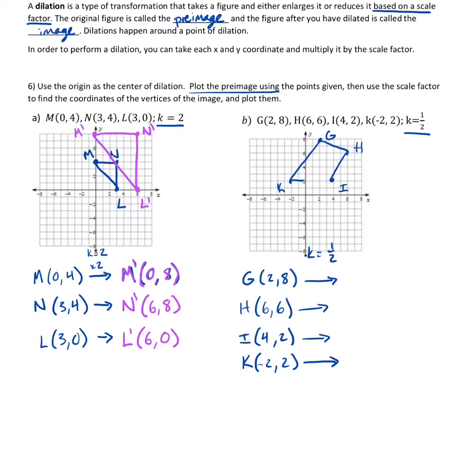Here's my lovely preimage. I'm going to dilate it by 1/2, meaning I'm going to multiply every coordinate by 1/2. 2 times 1/2 is 1. 8 times 1/2 is 4. So we get (1, 4) as G prime. H prime, cut them in half, I get (3, 3). I prime, cut it in half, I get (2, 1). And for K prime, cut those in half, (-1, 1).